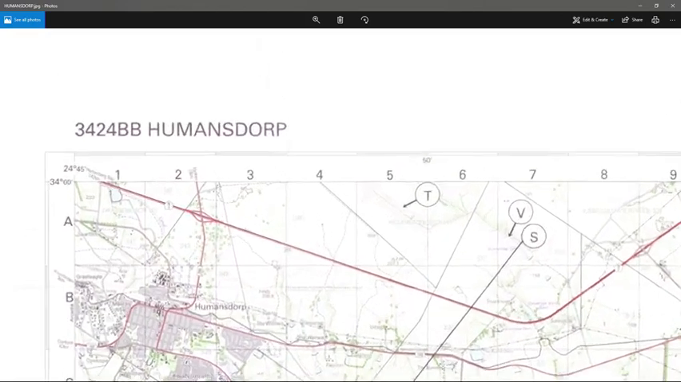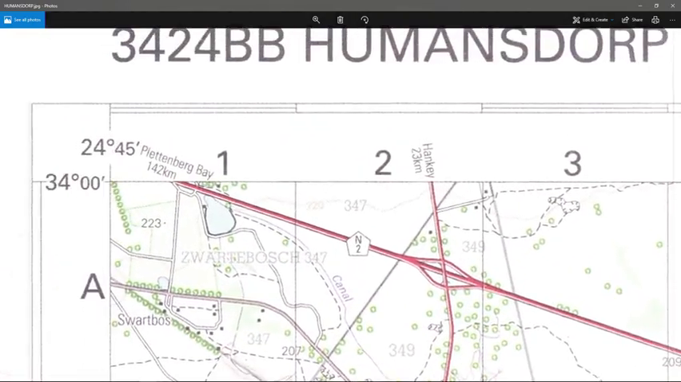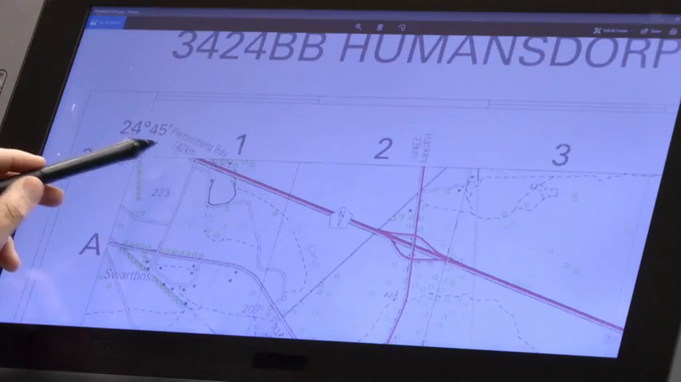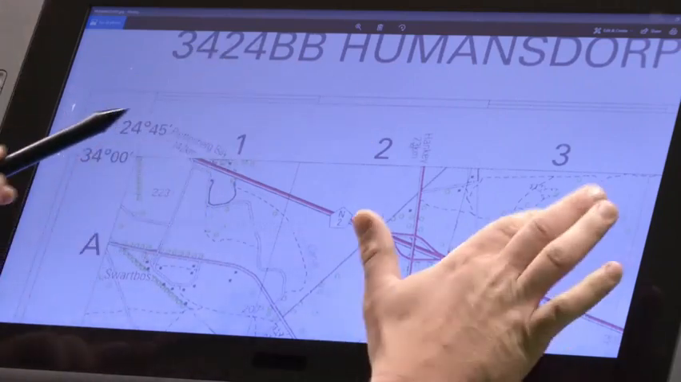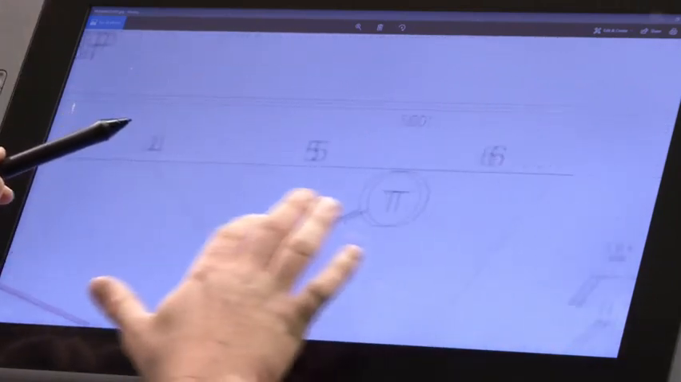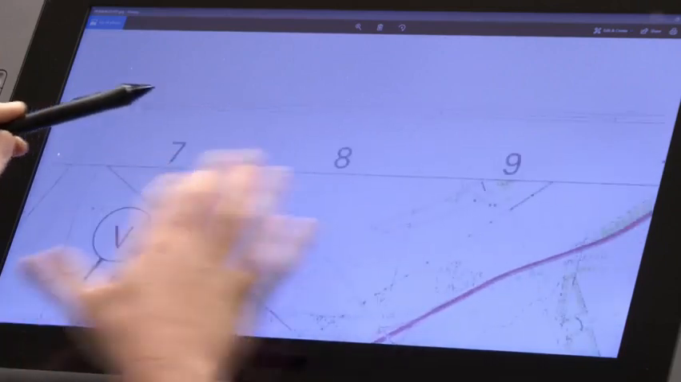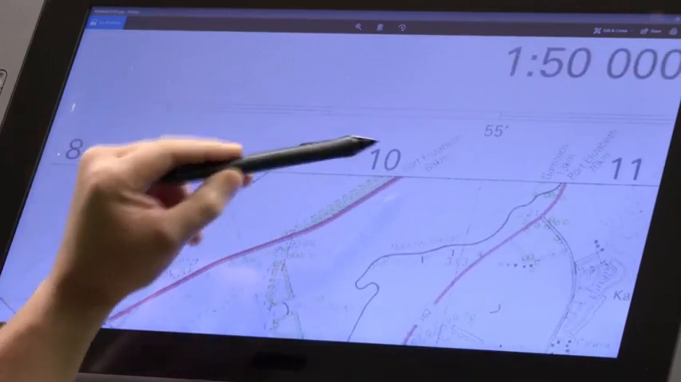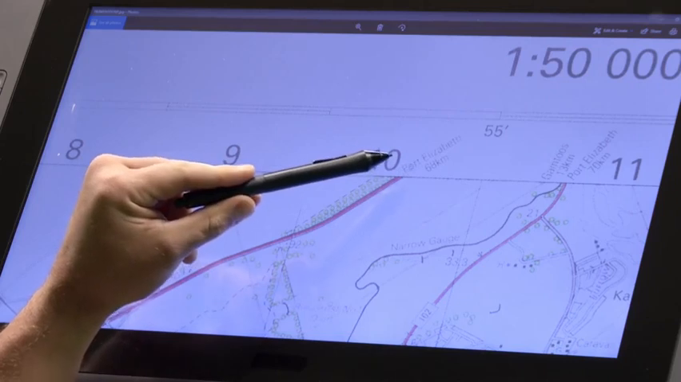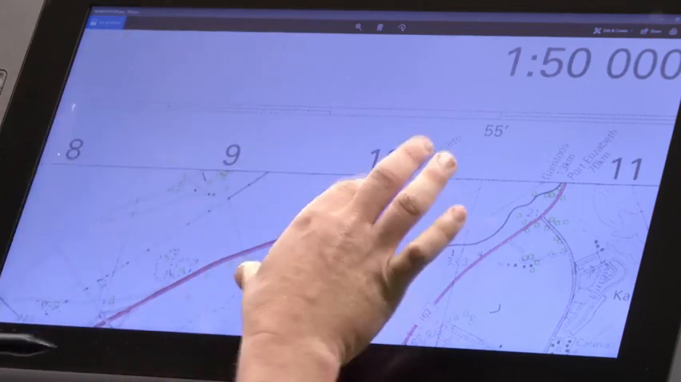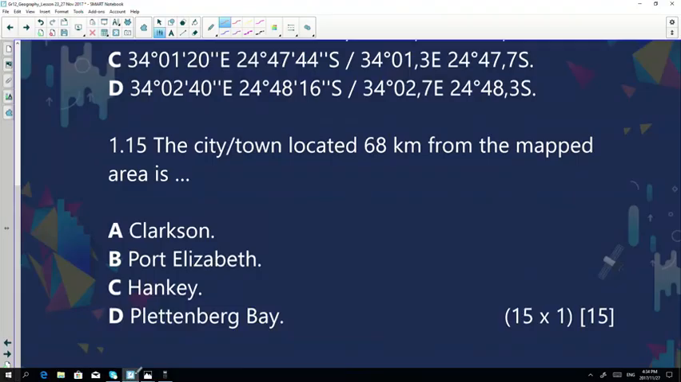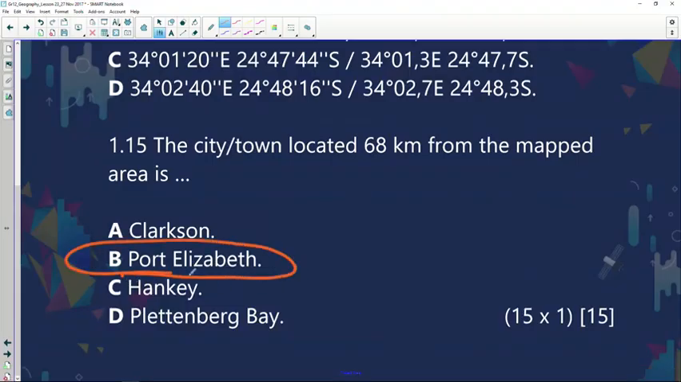What do we see? Okay, Plettenberg Bay is 142 kilometers away, Aanki is 23 kilometers away. Just check on the borders over here. There you can see Port Elizabeth is 68 kilometers away. So definitely Port Elizabeth is our correct answer, number B. Okay, that's our multiple choice questions.